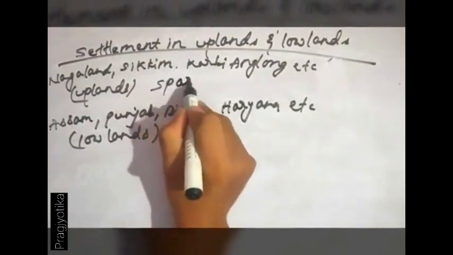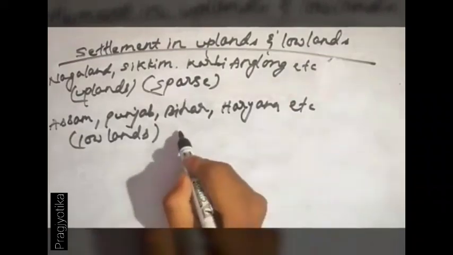Now we will learn about settlement in uplands and lowlands. So uplands means hilly region or mountainous region. For example, Nagaland, Sikkim, or in fact even Karbi Anglong of Assam falls in uplands. Now in these places, in the hilly areas, the population or the settlement is not very thick or dense. It is sparse.